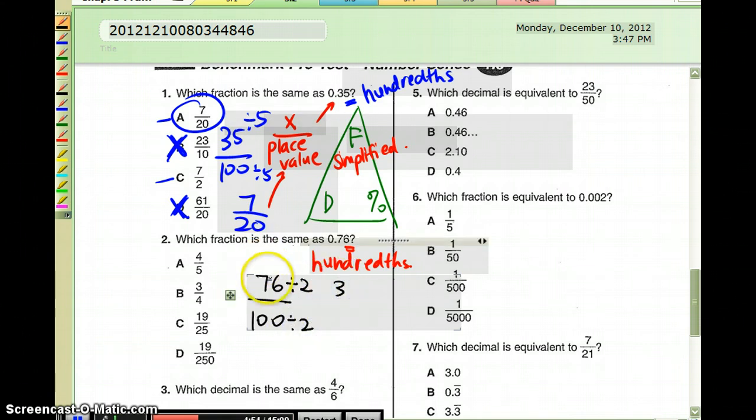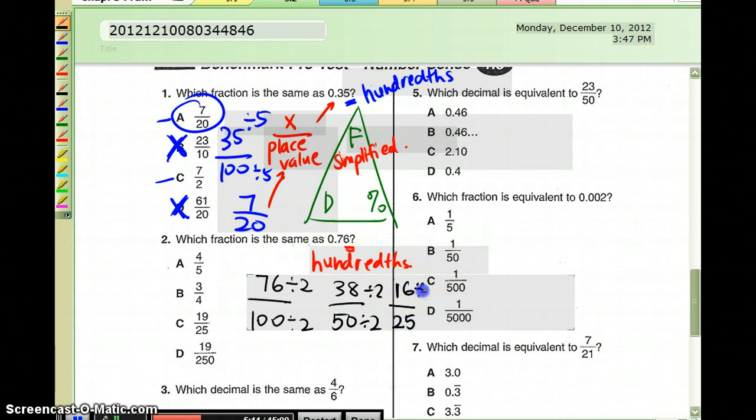38 and 50. I could divide it by 2 again, giving me 19 over 25. When I keep dividing here by 2, that gives me 8. Oopsies, I think I messed up. Oh, there we go. 19/25. Okay, there is my answer.